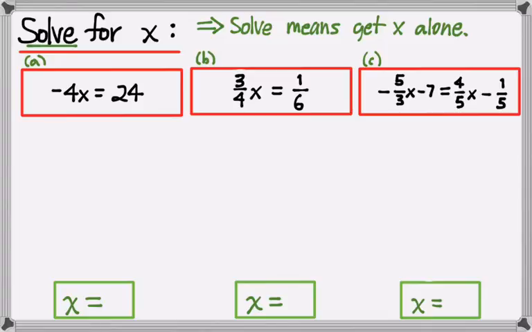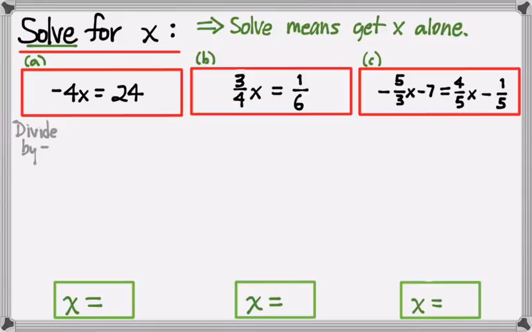So let's start with example A. Negative 4x equals 24. What step do you want to do to get the x alone in that equation? What did you do to solve equation A? Divide by negative 4. So, first of all, tell me why you chose to divide. Because it's multiplied by x. Yeah, what's multiplied by x?